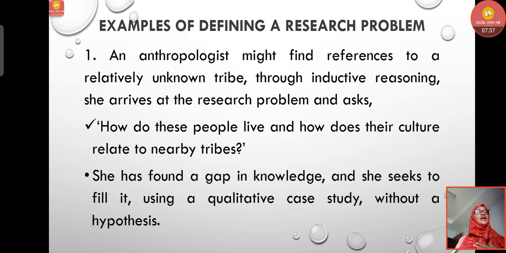So, what will I do? Inductive reasoning. That means specific to general. I will understand specifically about the tribe and I will generalize the things now. What will be my question here? How do these people live and how does their culture relate to nearby tribes? That will be my problem statement. She has found a gap in knowledge and she seeks to fill it using a qualitative case study without a hypothesis.